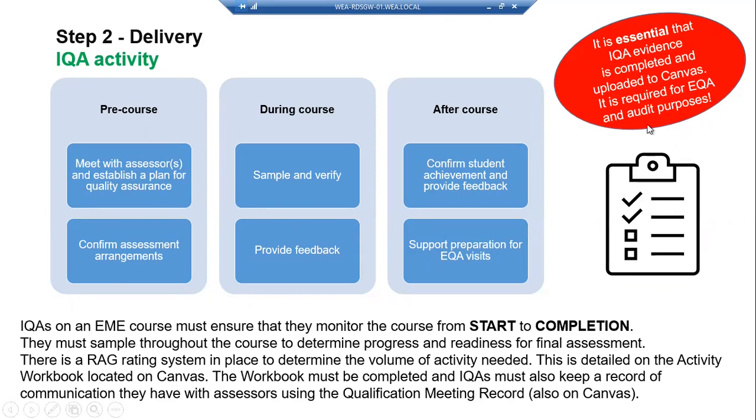Another red circle here: it's essential that the IQA evidence is completed and uploaded. It's absolutely vital for EQA purposes and for audit purposes. We won't get through our City and Guilds audits and EQA visits without this information. And increasingly, we need to show that sampling is being conducted throughout the life of the course, not just at the end of the course.